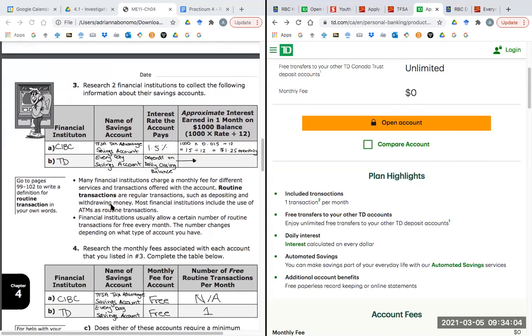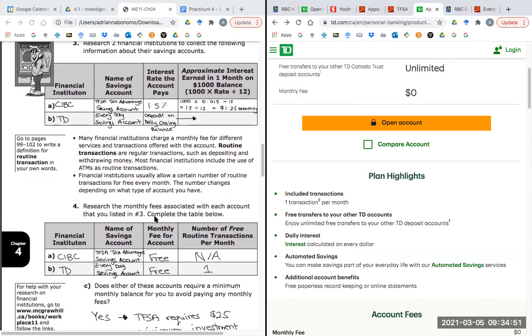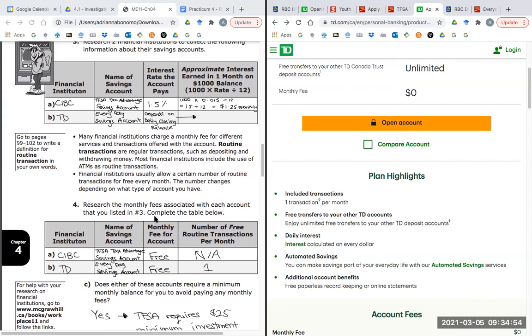Many financial institutions charge a monthly fee for different services and transactions offered with the account. Routine transactions are regular transactions, such as depositing and withdrawing money. Most financial institutions include the use of ATMs as routine transactions. Routine transactions could also be like if you have something set up where every month it takes money out of your bank account to pay for, I don't know, a water bill or your cell phone bill. Those are routine transactions because they're regularly happening. Financial institutions usually allow a certain number of routine transactions for free every month. The number changes depending on what type of account you have, right? I should also mention that routine transactions are just transactions that you do on a regular basis, okay?